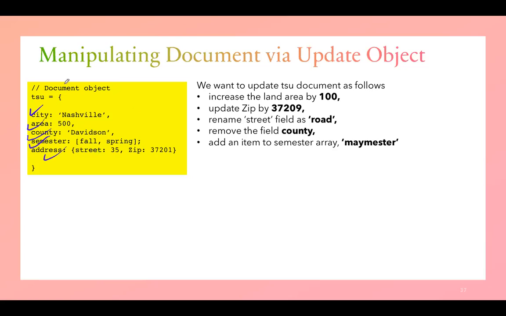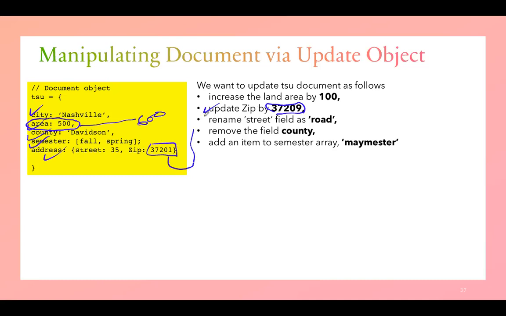Okay. Now we have to do some sort of manipulation on top of this object. So we want to update the TSU document as follows: increase the land area by 100. So you have acquired new land, and you're going to increase the land area by 100, right? So this is going to be 600. What is the next one? Update the zip with this one, right? So this is a wrong zip code.